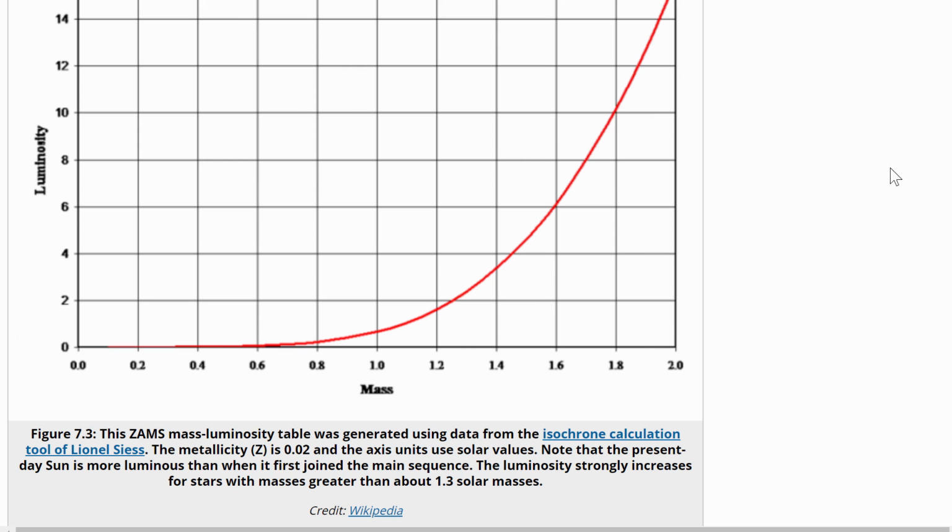But the idea here is that there is a very, very strong relationship between the mass and the luminosity. And for stars whose mass is over 1.3 solar masses, the luminosity starts increasing exponentially. They become more and more bright. But that also implies that they start using up more energy and more mass to produce that energy. And thus, their life will decrease exponentially as well.